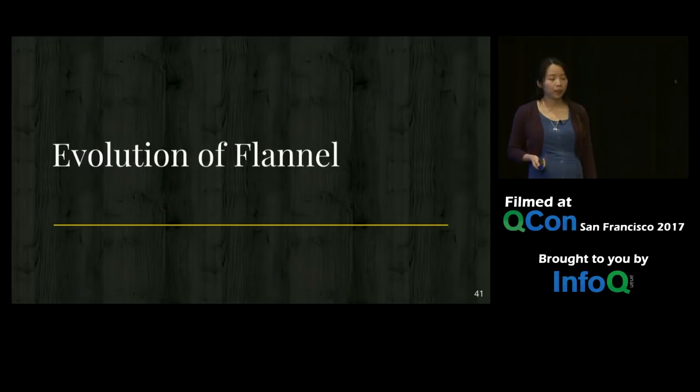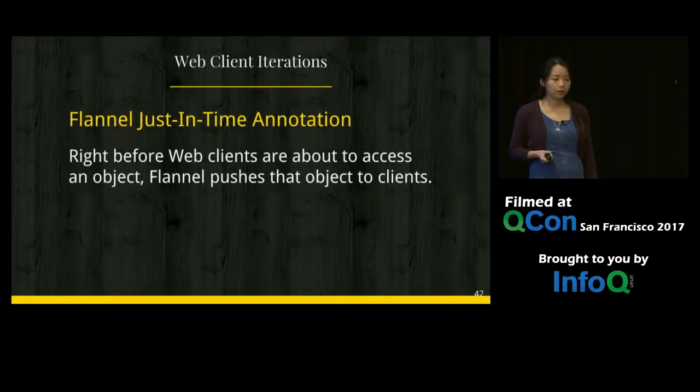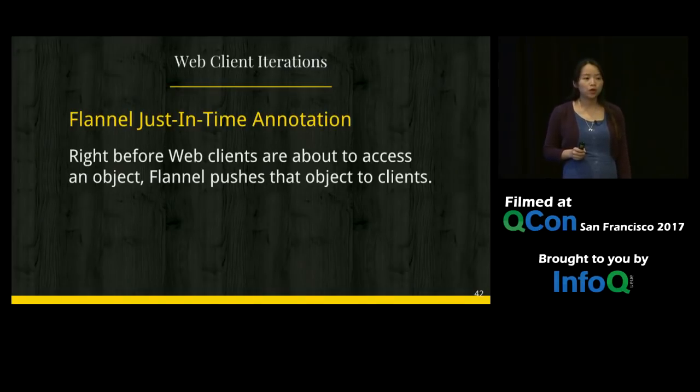Evolution of Flannel. The design of Flannel, client lazy loading, requires the client to be able to load data asynchronously on demand. However, before Flannel, the web client was implemented with the assumption that data is always available locally. So right before it's about to render user Bob, it needs Bob in its local storage. It's impossible for us to change every line of client code to support lazy loading all at once. So what Flannel did was implement just-in-time annotation.